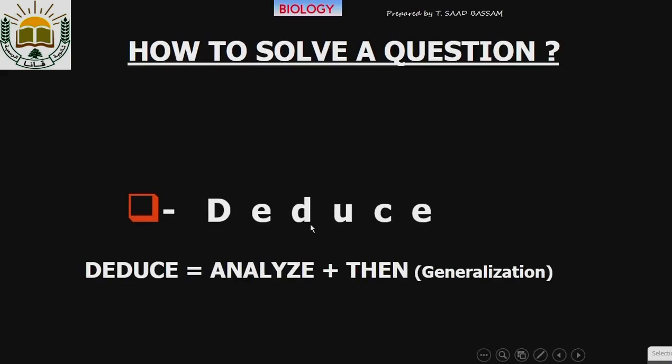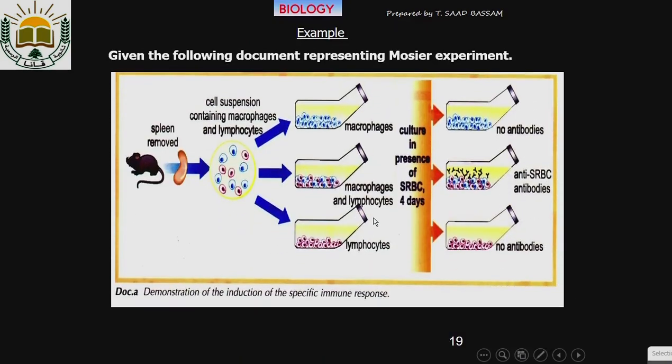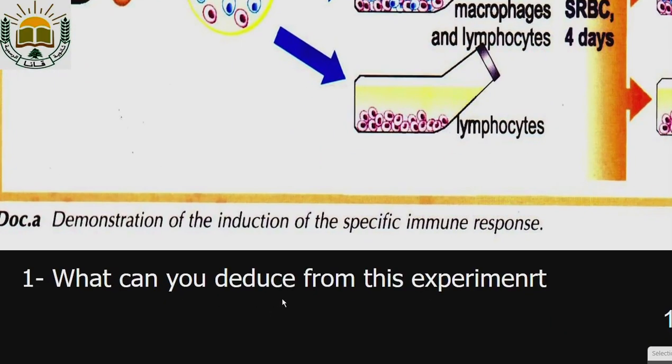In order to understand very well, I will give you the same document and ask you to deduce something. What can you deduce from the experiment? Look at this, the same experiment, given the following document representing the Mosier experiment. And the question is, look at this question. What can you deduce now? What can you deduce from this experiment?